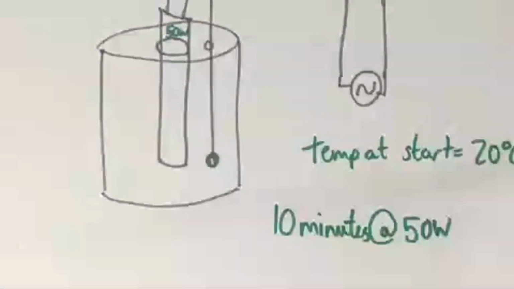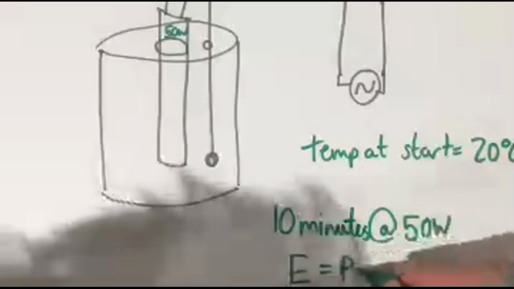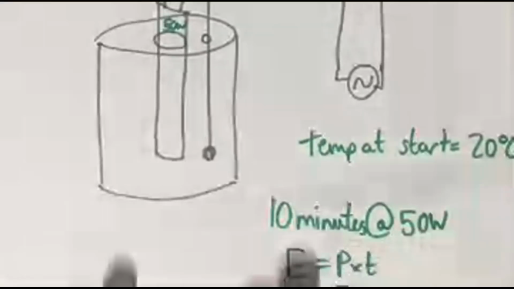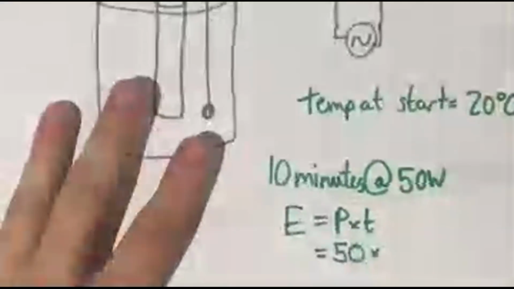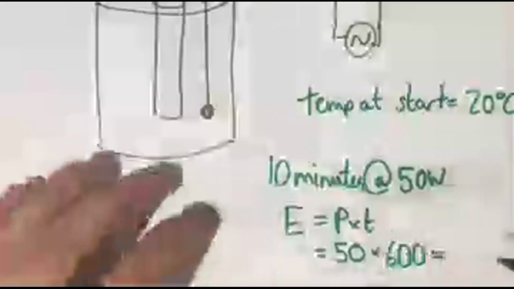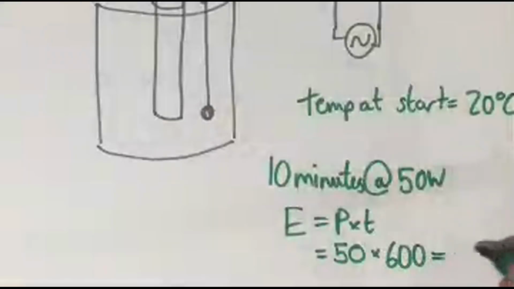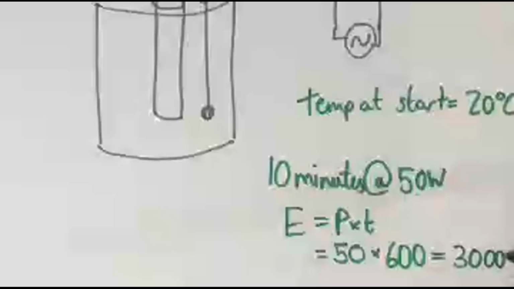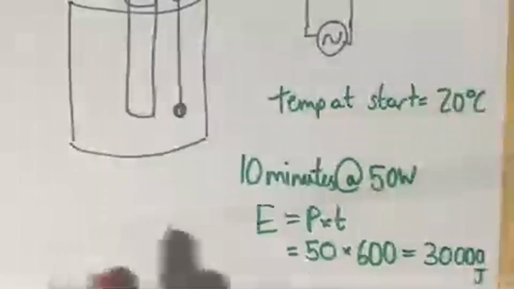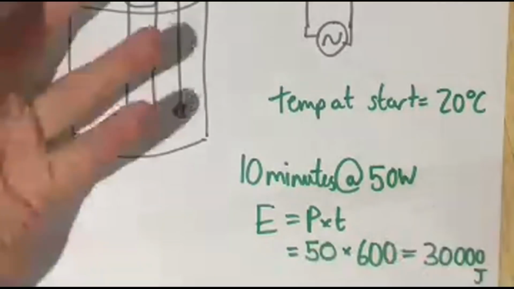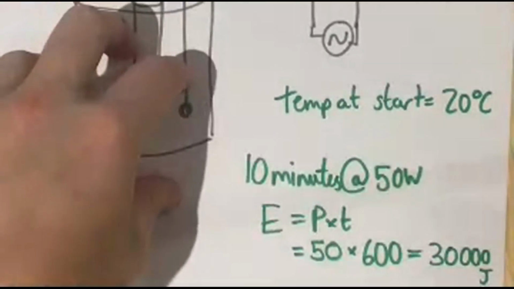Bear in mind, one of our equations is that energy equals power times time. Well, the power is 50. The time is 10 minutes, but we've got to put that into seconds, so that'll be 600 seconds. That will give you 30,000 joules. Yeah, I think so. So in the 10 minutes I have that heater on, it will have transferred 30,000 joules to the metal.